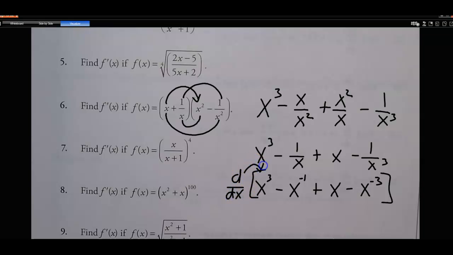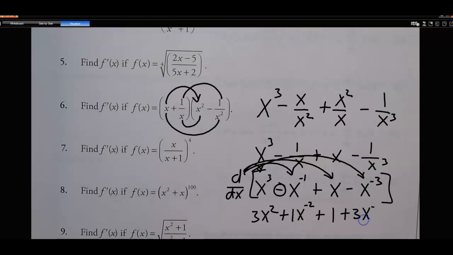Okay, so the derivative of that is going to be 3x squared. The derivative of that, if I move the negative 1 to the front and multiply it by this negative, I'm going to end up with a positive 1x to the negative 2. Take 1 away from the power, right? The derivative of x is just 1. And then for this one, if I move the 3 to the front, the negative 3, it becomes plus 3x to the negative 4. Okay?